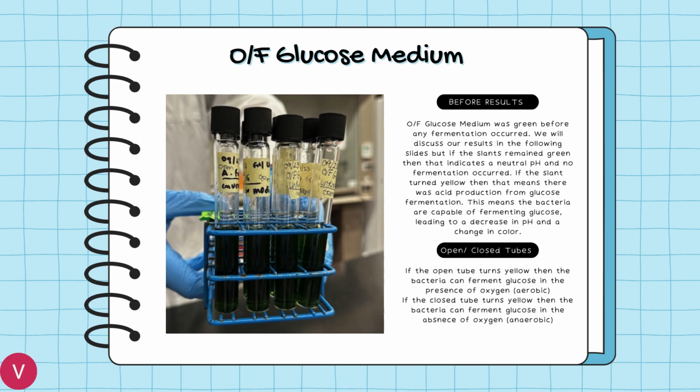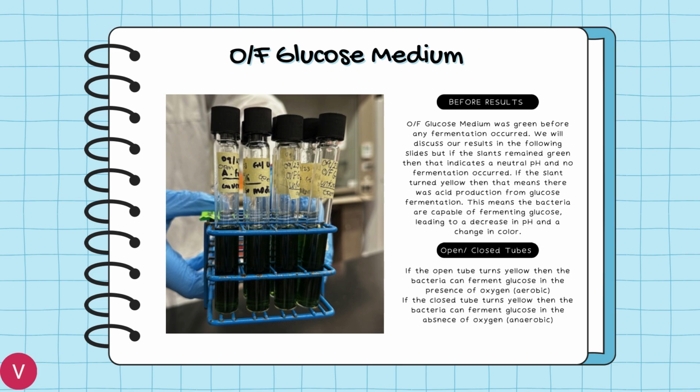So these are our OF glucose medium. They were green before any fermentation occurred, and we will discuss our results in the following slides, but just a little more info on the color change. If the slant remains green, then that indicates a neutral pH and no fermentation occurred. But if the slant turns yellow, then that means there was acid production from glucose fermentation. And this means that the bacteria are capable of fermenting glucose, leading to a decrease in pH and a change in color.